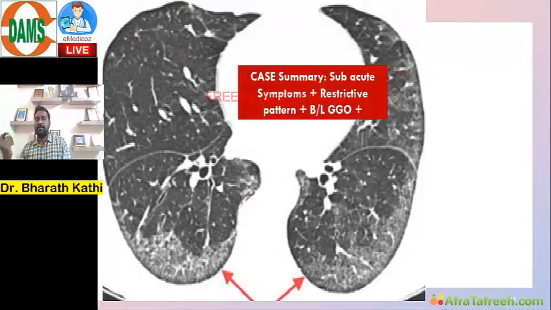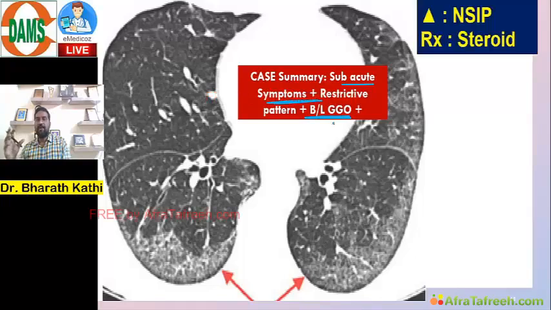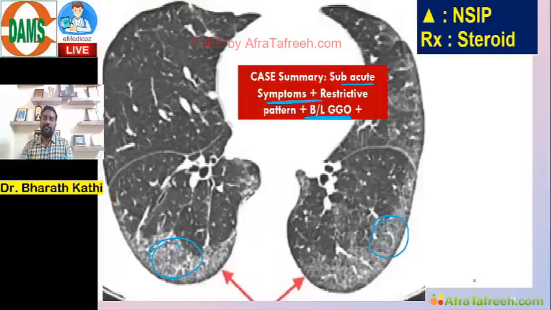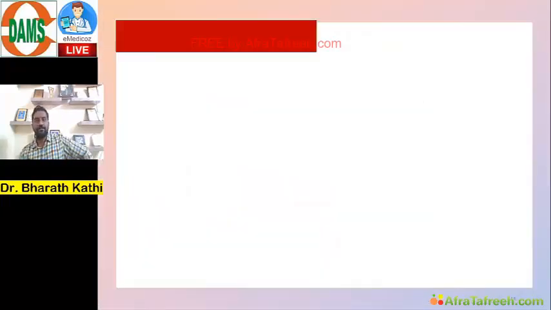Whereas another ILD pattern, subacute symptoms, restrictive pattern and bilateral ground glass opacities. So what can be this? NSIP. So non-specific interstitial pneumonia, you see it is only ground glass opacities. Whereas UIP, you can notice this honeycombing. And the treatment here will be a steroid.